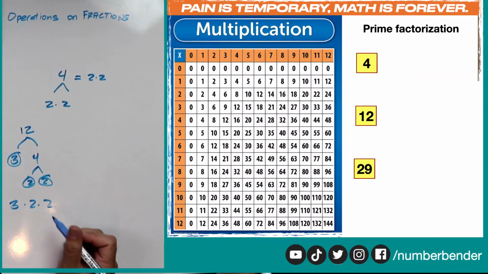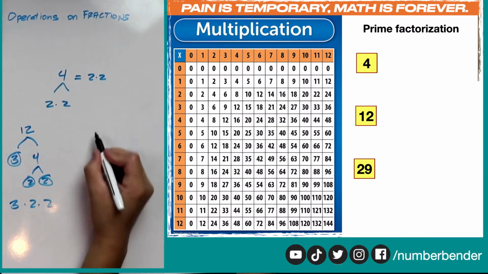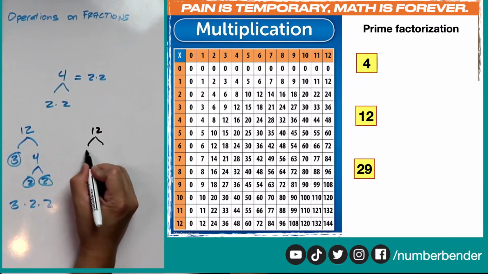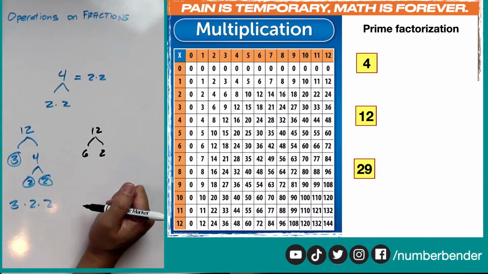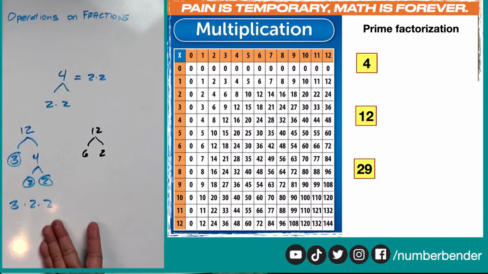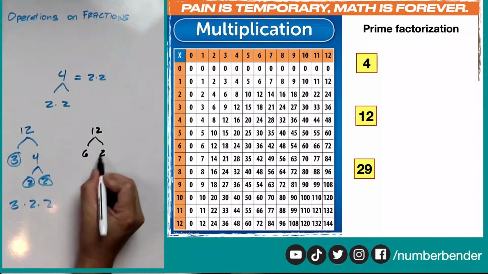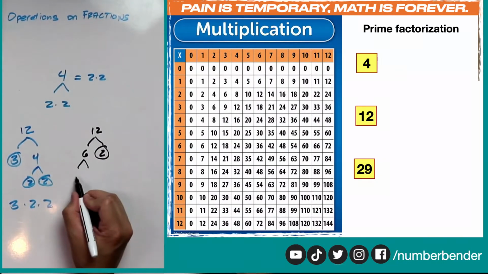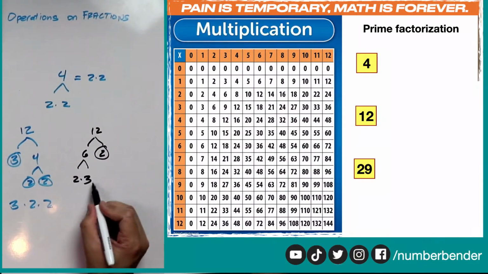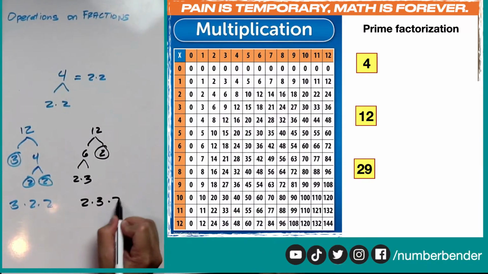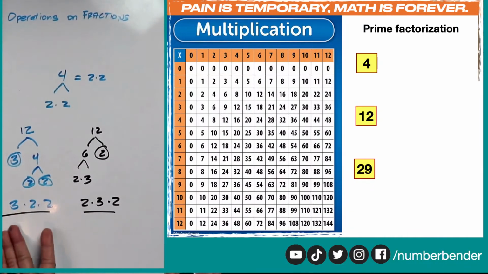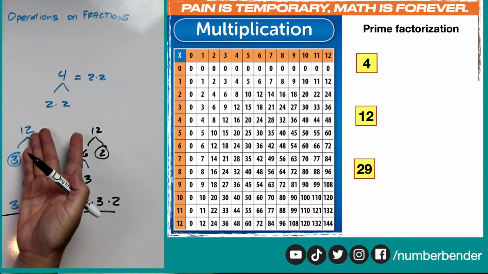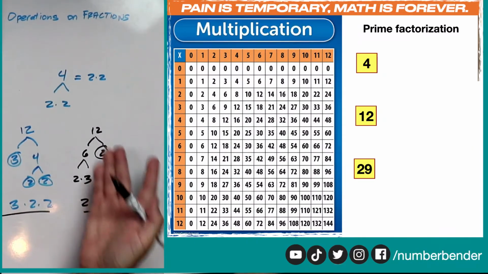But let's say instead of 3 and 4, we use 6 and 2. Will they give you the same set of prime factors? Let's check it out. So 2 is already prime, but 6 can be broken down into 2 times 3. So now we have 2 times 3 times 2, and we know that 3 times 2 times 2 is still equal to 12, and 2 times 3 times 2 is equal to 12.